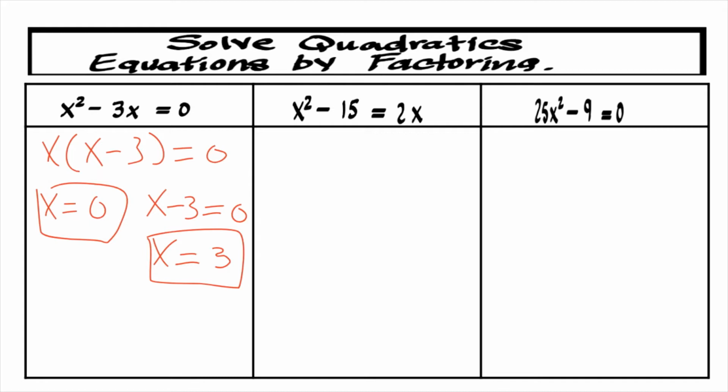In the second problem, I need to get my equation in standard form. And I know that means that my x's and my squares and everything have to be on the same side and in order. x squared comes first. I move a negative 2x over, negative 15. And now the equation is going to be equal to 0. Everything is on one side. Now I see if I can factor.